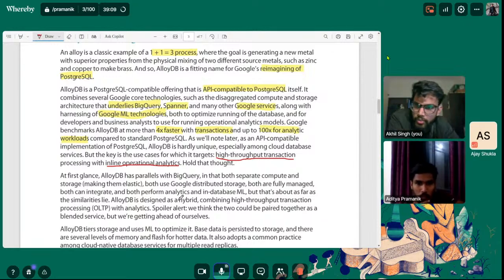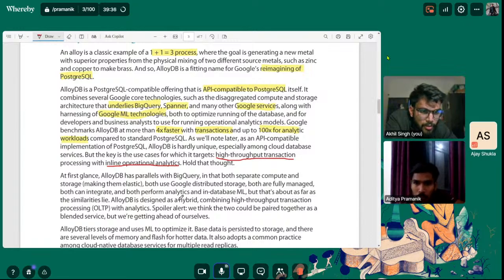Great. Yeah, so mostly it powers 4x the Postgres transactions and 100x the analytical workloads. And I have underlined two terms: the high throughput transaction and inline operational analytics. So, can anyone explain the high throughput system? What are high throughput transactions?